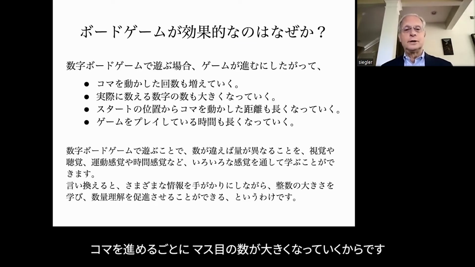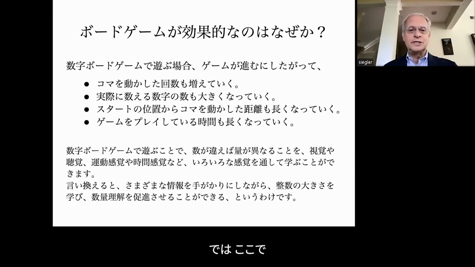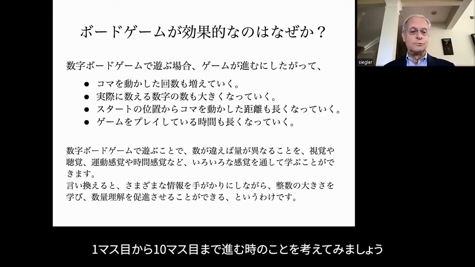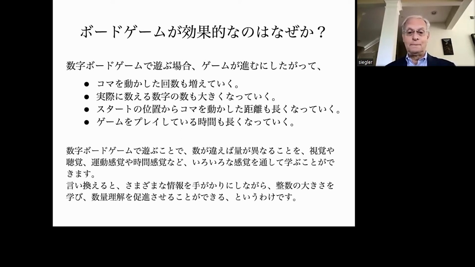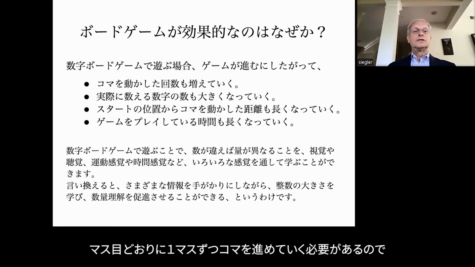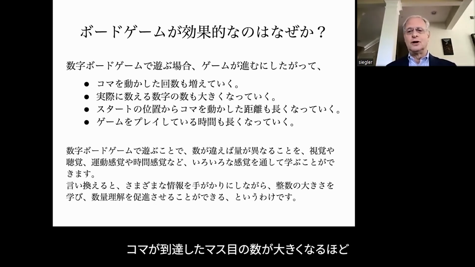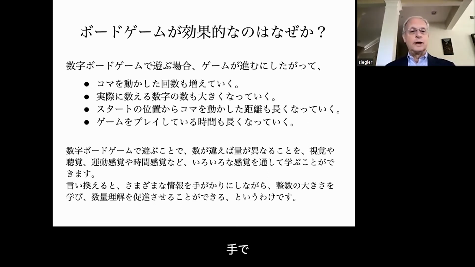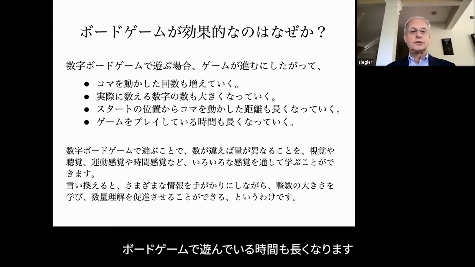Because the greater the number a token reaches, so let's just think about the very bottom row going from 1 to 10. So the greater the number a token reaches, the token is the piece that they move along the squares, the greater the number of discrete movements the child has made, the greater the number of number names the child has spoken, the greater the distance from the beginning of the row, the left side, that the child has moved the token, and also the greater the time spent playing the game.